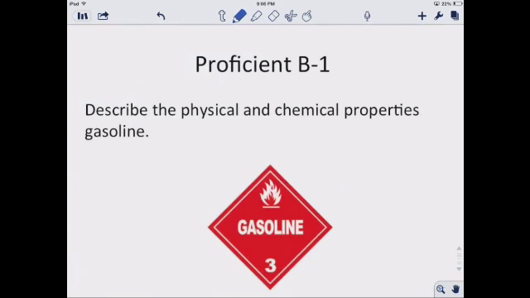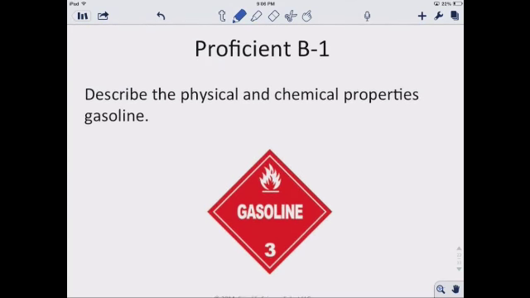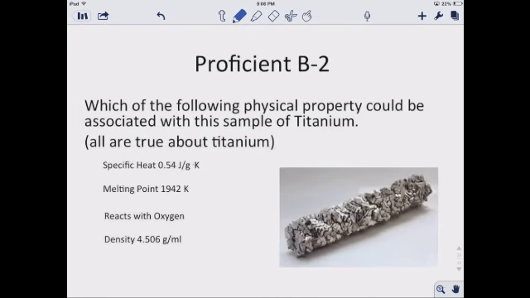So let's describe the physical and chemical properties of gasoline. Now, one of the chemical properties of gasoline is that it's flammable. To test that, you actually have to light it on fire, which you shouldn't do. But some of the physical properties, we could look at the density of gasoline. We could look at the color of gasoline, and those would be physical properties.